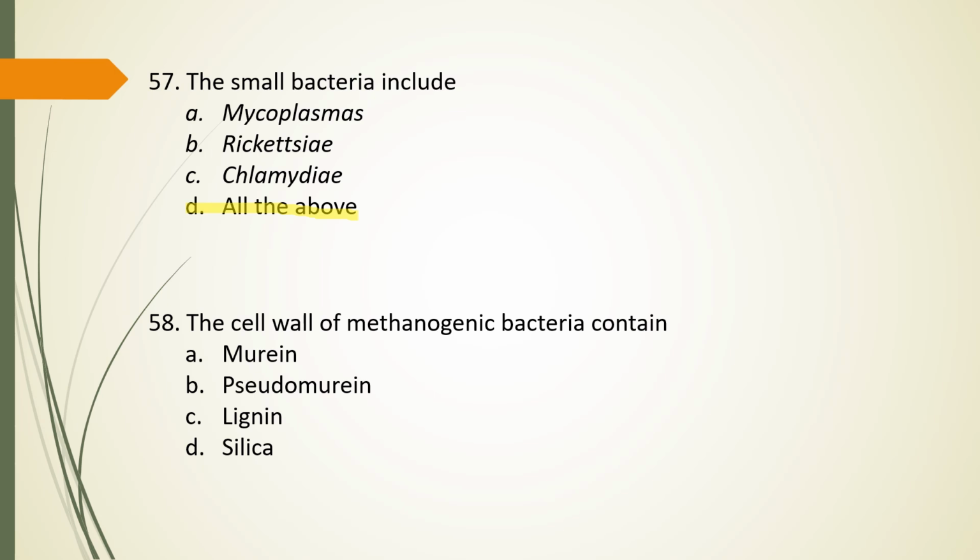Question number 58. The cell wall of methanogenic bacteria contains option A, murein, B, pseudomurein, C, lignin and D, silica. The correct answer is option B, pseudomurein. Methanogenic bacteria are also known as archaea and they have a cell wall that is different from bacteria in that they lack peptidoglycan. Pseudomurein is a structural analog of murein.